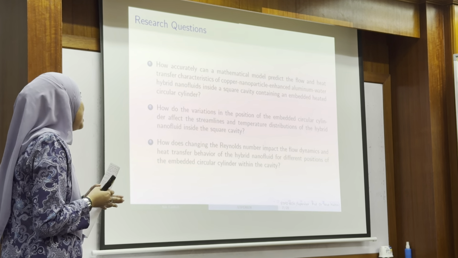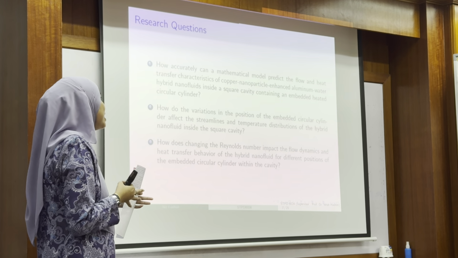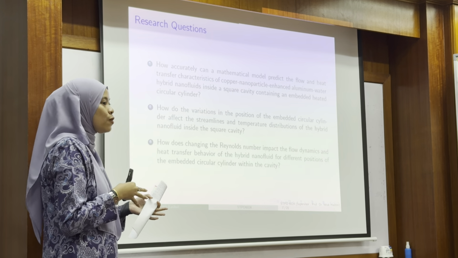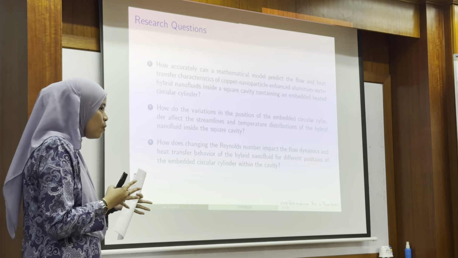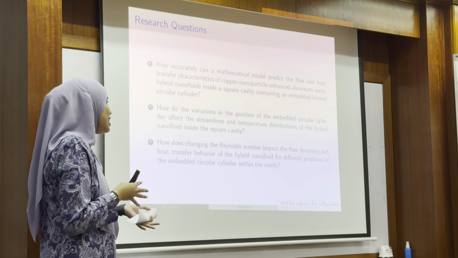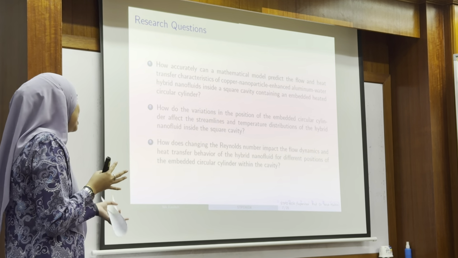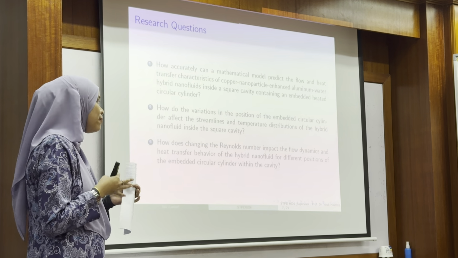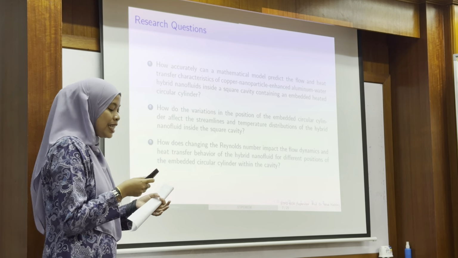So the first research question is, how accurately can a mathematical model predict the flow and heat transfer characteristics of copper nanoparticle enhanced aluminium water hybrid nanofluid inside a square cavity containing an embedded heated circular cylinder? The second question is how does the variation in the position of the embedded circular cylinder affect the streamlines and temperature distribution of the hybrid nanofluid inside the square cavity? The last question is how does changing the Reynolds number impact the flow dynamics and heat transfer behavior of the hybrid nanofluid for different positions of the embedded circular cylinder within the cavity?